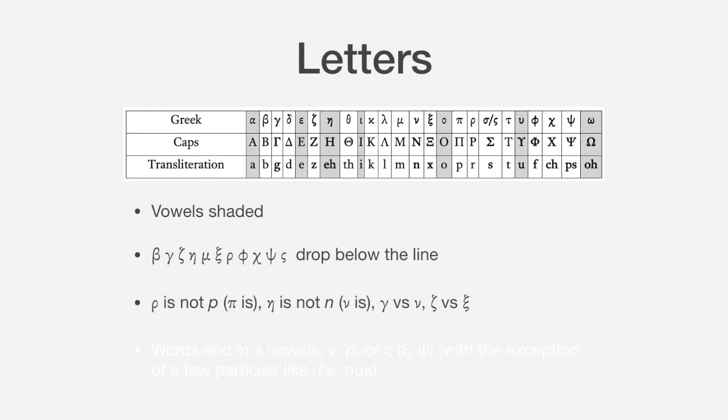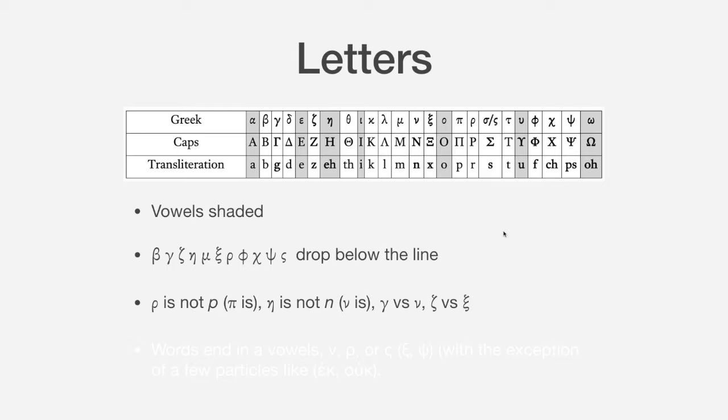Now there's a couple letters that are really easy to confuse when you're getting started. First, the Greek letter rho is not the English letter P. You're going to look at that rho and you're going to want to say P as the sound, but that's not what it is. It sounds like the English R. The Greek letter pi is the one that sounds like the English letter P. So if you look up at the chart, you've got pi and rho are next to each other. You've got P and R as the sounds.